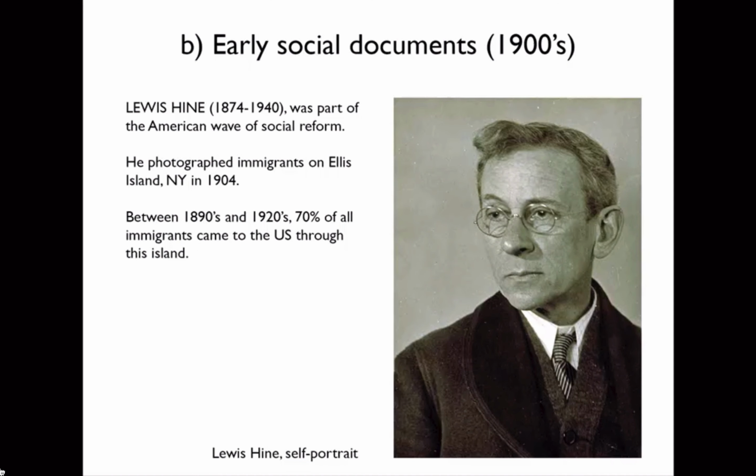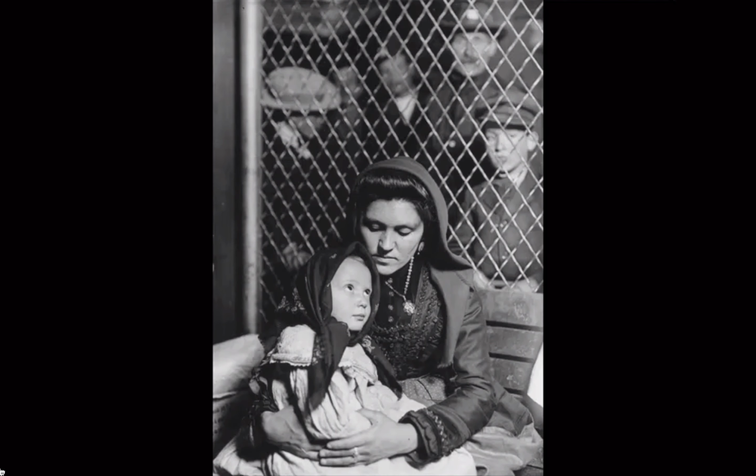Another early social documentarian was Louis Hine, and he was part of the American wave of social reform. One of the projects that he did, he photographed immigrants on Ellis Island in 1904, and between 1890 and 1920, 70% of all immigrants who came to the US came through Ellis Island. And these are some of the images that he had taken.